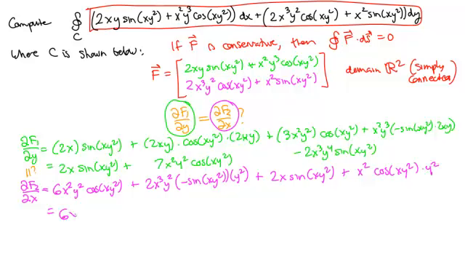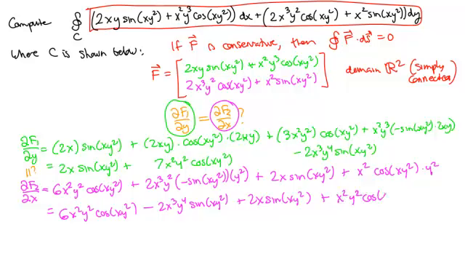That simplifies to 6x squared y squared times the cosine of xy squared minus 2x cubed y to the fourth times the sine of xy squared plus 2x times the sine of xy squared plus x squared y squared times the cosine of xy squared. Notice that these two terms here can be combined to form a single 7x squared y squared cosine xy squared.